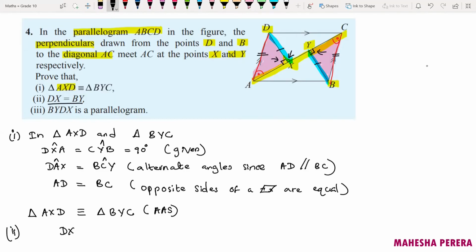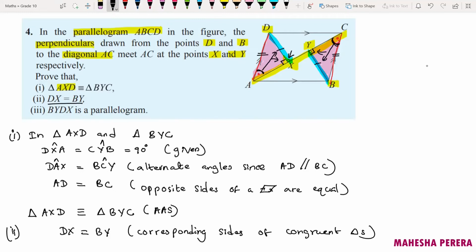DX, now this DX is the opposite side to this angle, right? And this BY side is the opposite side to this angle, right? So they are corresponding elements. So DX equals BY because corresponding elements or sides of congruent triangles, right? Okay, next question.